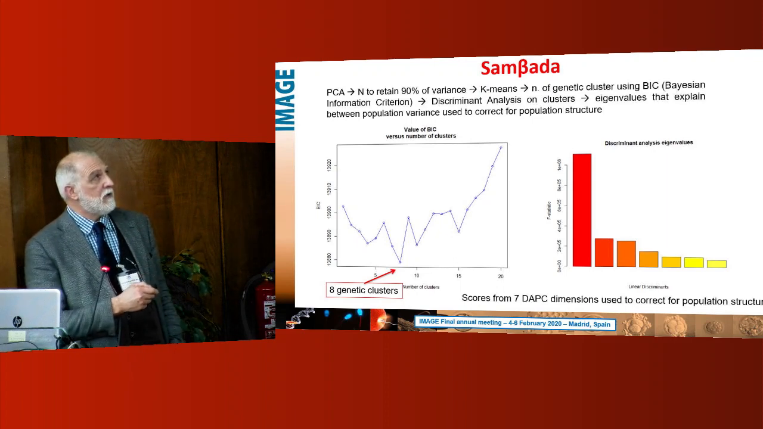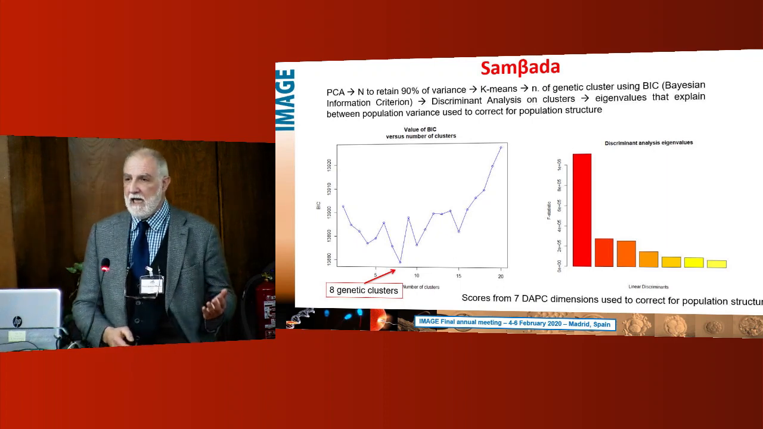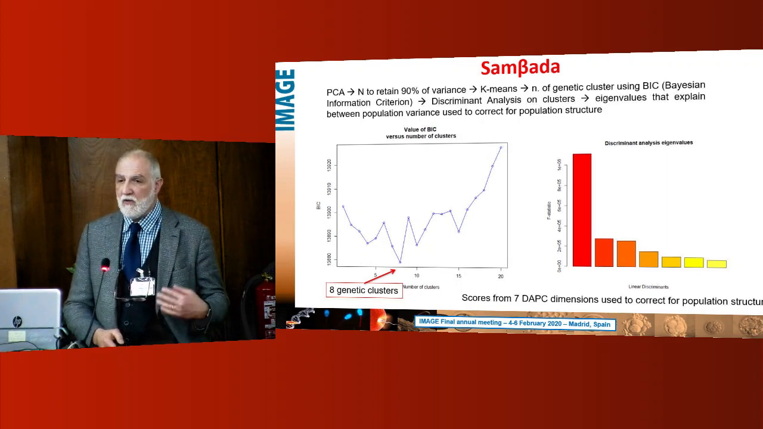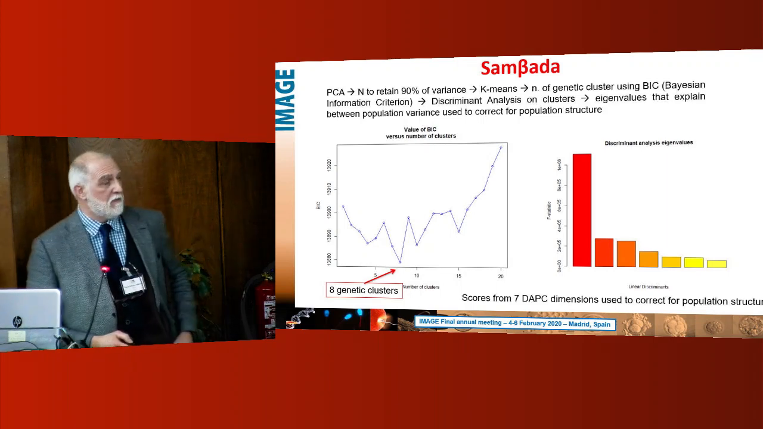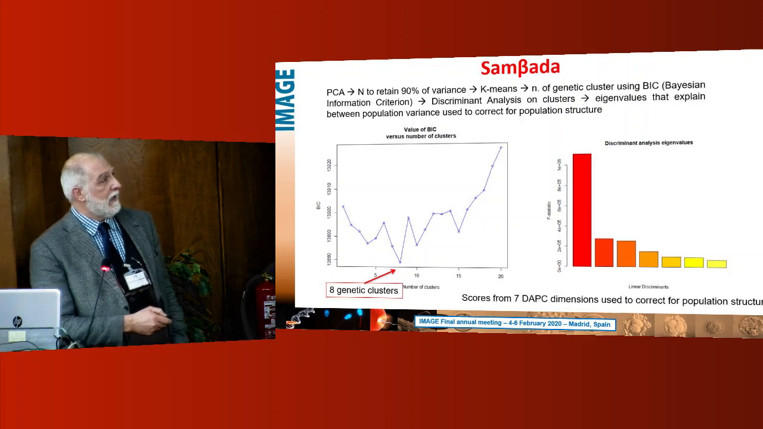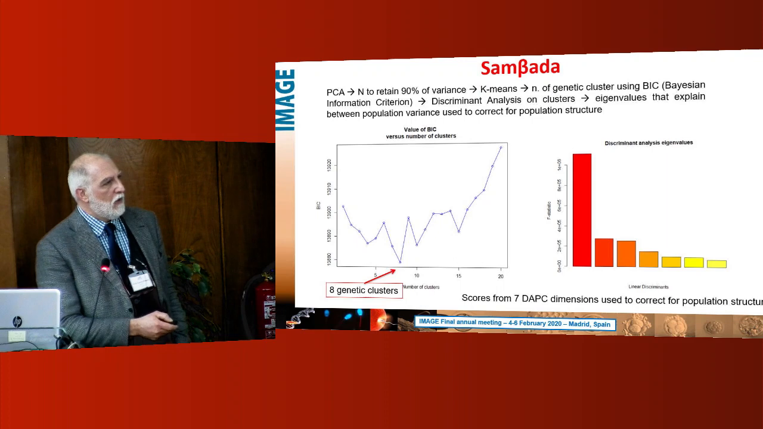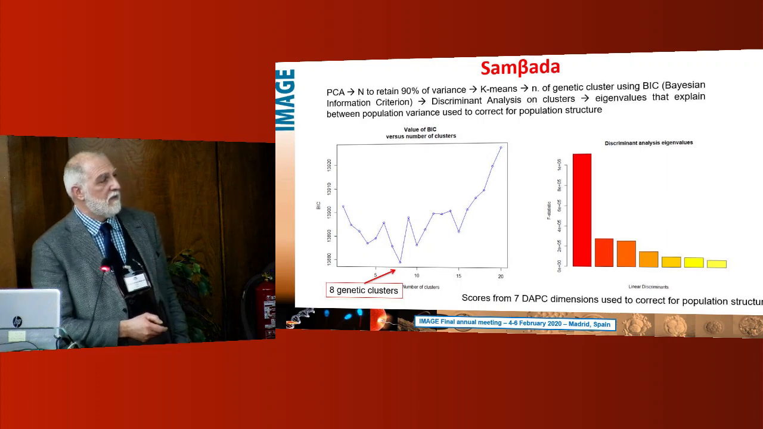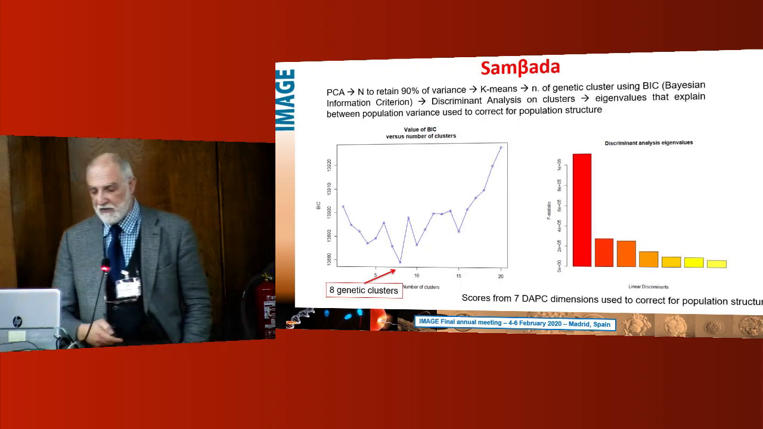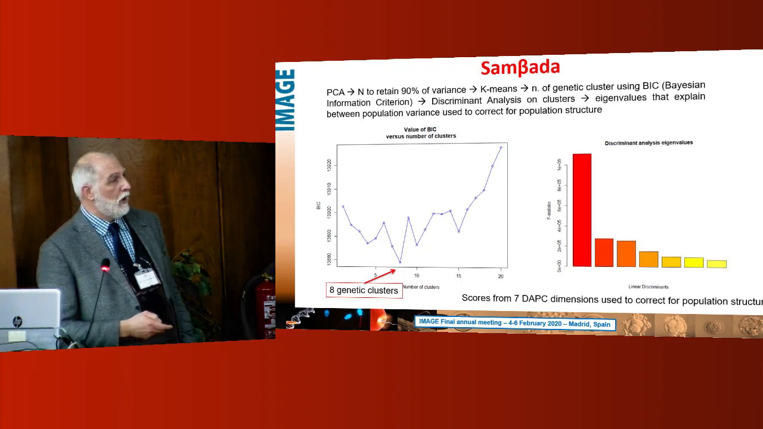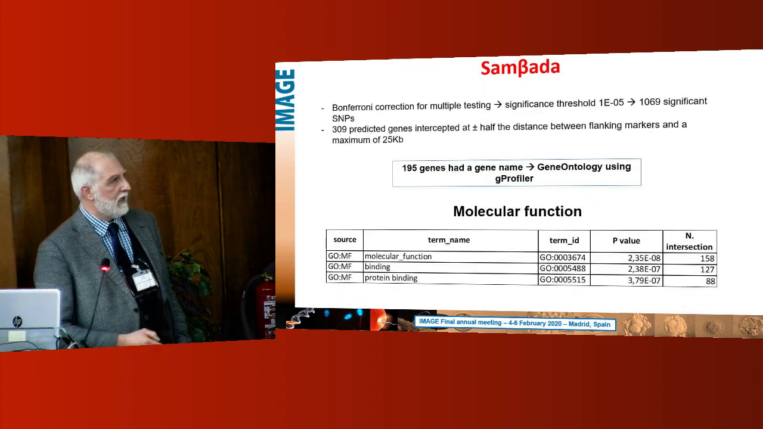Okay, so basically a PCA, a principal component analysis, was done, and then a discriminant analysis on the principal component scores. And basically the selection of the number of genetic clusters identified by this kind of analysis was 8. So looking at the 7 eigenvalues of the discriminant analysis, the scores of these 7 dimensions were used to correct for population structure before going for association with environmental variables.